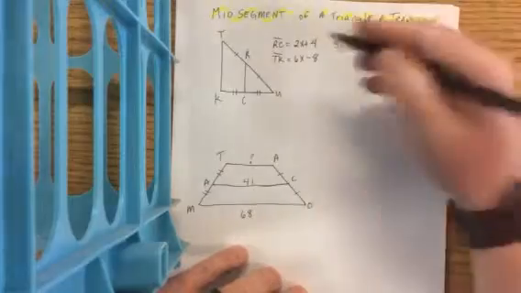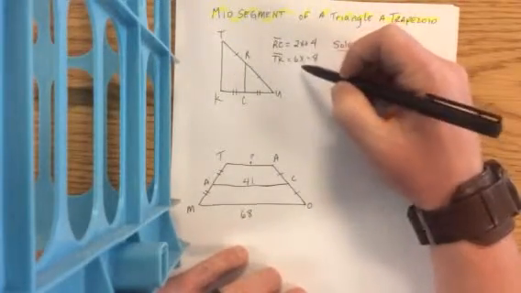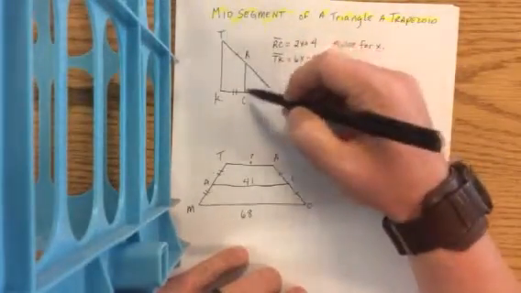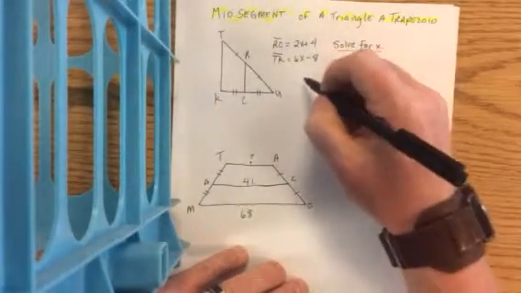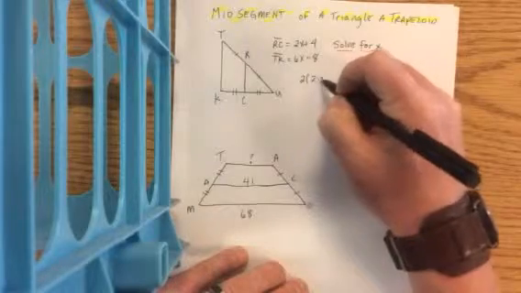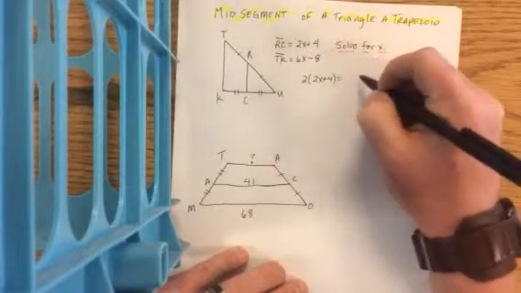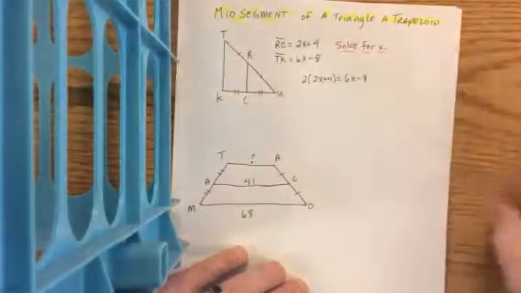What's the value of x? We know that RC is half of TK because it is the midpoint of each, so that's your mid-segment. So how we're going to solve this is we're going to say that 2 times (2x plus 4) is equal to 6x minus 8.